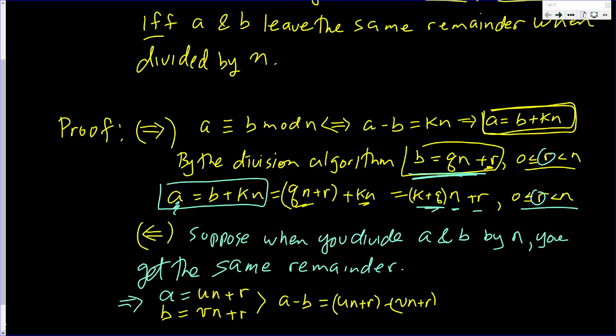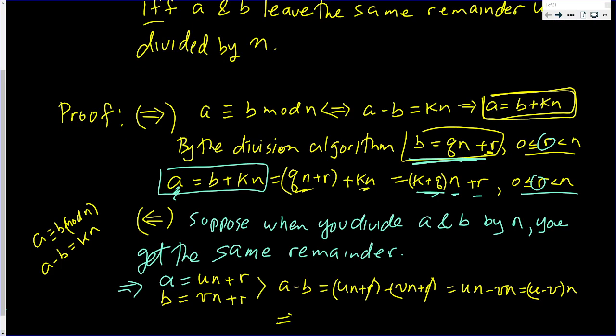Now remember, we want to show that a is congruent to b mod n. That is, I want to show that a minus b is some multiple of n. But I have it here. The r minus r cancels. You have un minus vn, which is u minus v, which is our integer, times n. Well, that's exactly what we wanted to show.